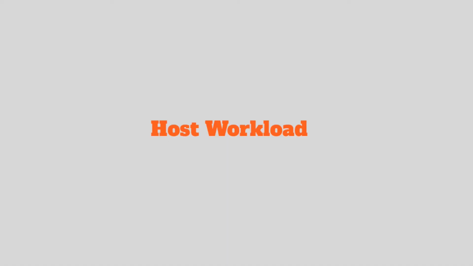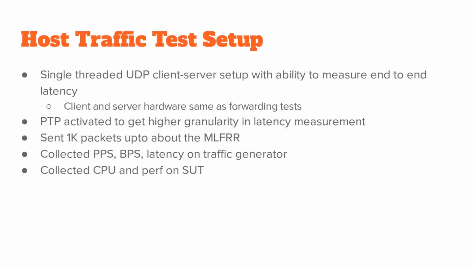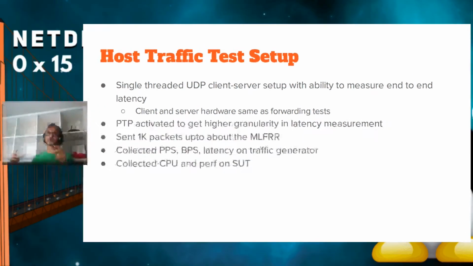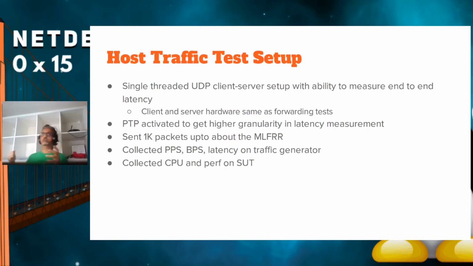This is what I just said. You can read it after. I'm going to go into the host workloads now to describe the setup. While we did run RSS in the case of forwarding, we only utilize 2 cores. In this case, there was a client server setup running UDP. So the traffic generator sends UDP packets, and they are time stamped. We turned on PTP, so we have very good latency results that are very accurate. Over and over, they're very consistent in what we achieved. PTP was turned on to ensure that we get high granularity in latency measurements.